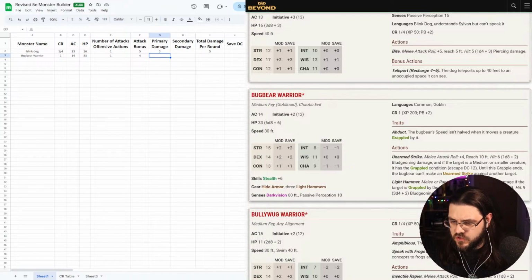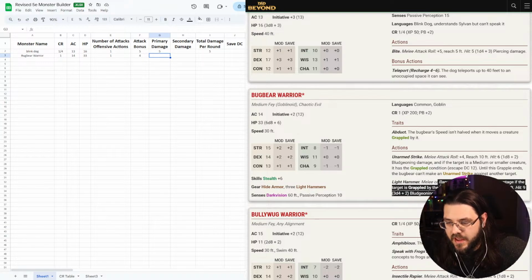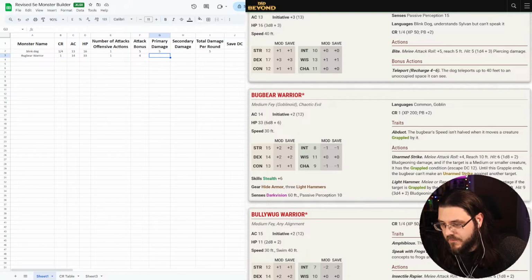So 6 damage or 9 damage. I mean, you're almost always going to go with a light hammer, even if they're not grappled. It's the same to hit. Sorry, the major has the grapple condition. The only reason you're going to unarmed strike is to grapple to make the light hammer better.